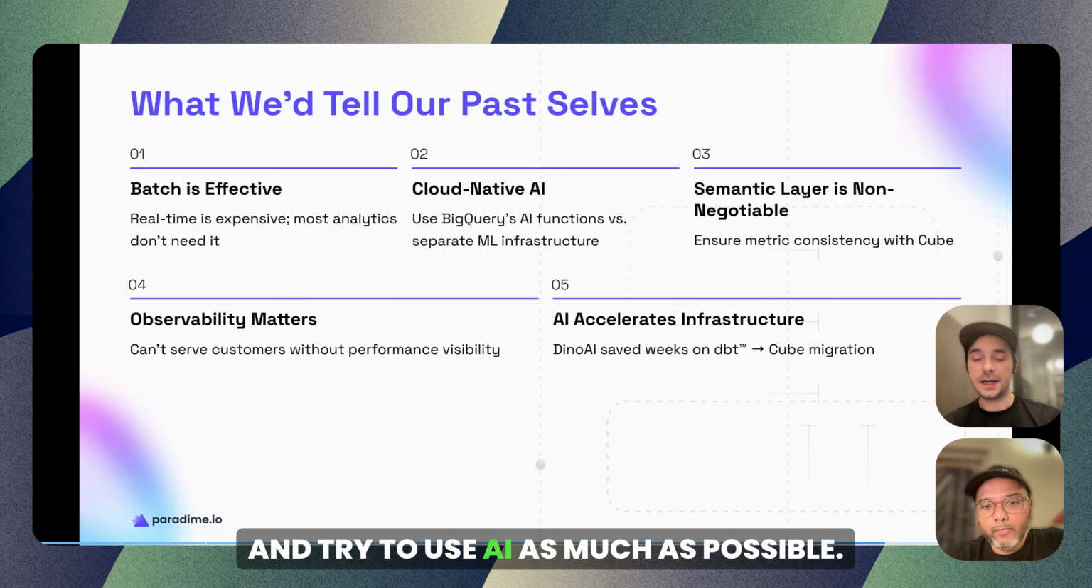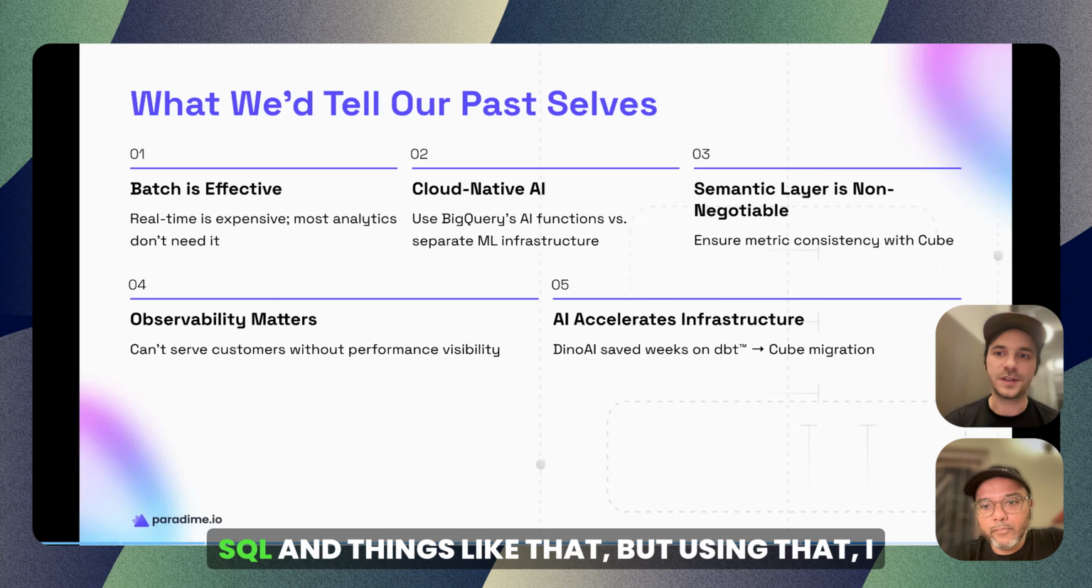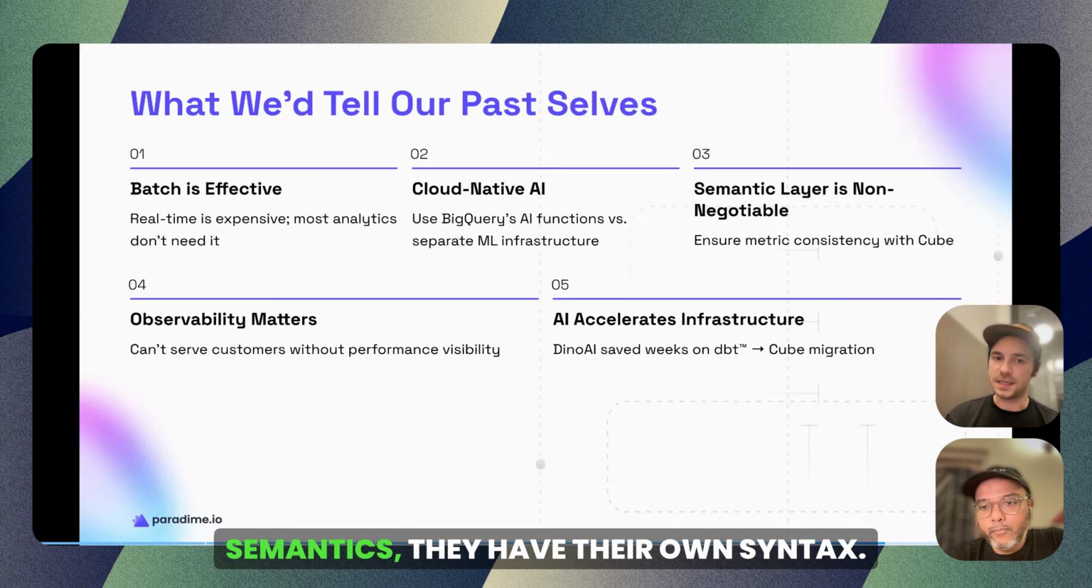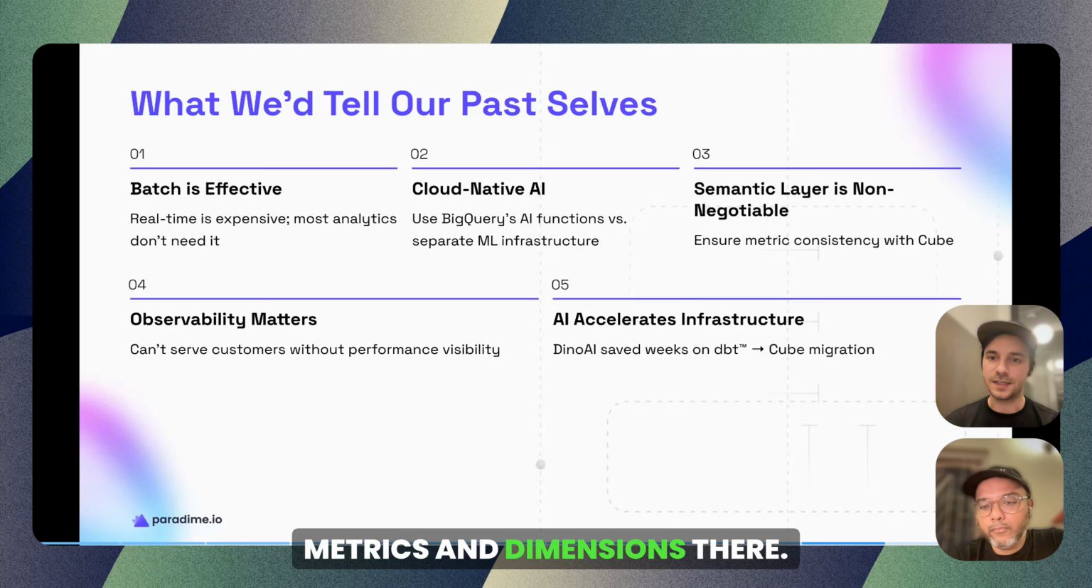And try to use AI as much as possible. In all these things, I still wrote some SQL and things like that. But using that AI, I was actually able to... Cube was a very important thing because they have their own semantics, they have their own syntax. And it's not necessarily the things you want to learn from the point to write metrics and dimensions there.